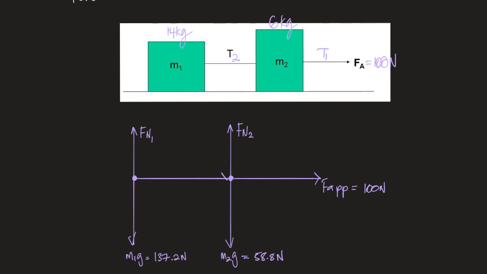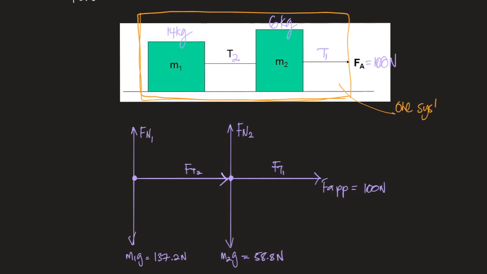Over here, don't forget to put that in as T, force of tension 2, and force of tension 1. I also know, and I told you guys this previously, if two objects are touching each other, and these are touching each other because they're joined together by a string, I've got here one system, so I can work out the total mass, 14 plus 6, and that's going to give me 20 kilograms. And I can use that information when I'm doing my calculation.